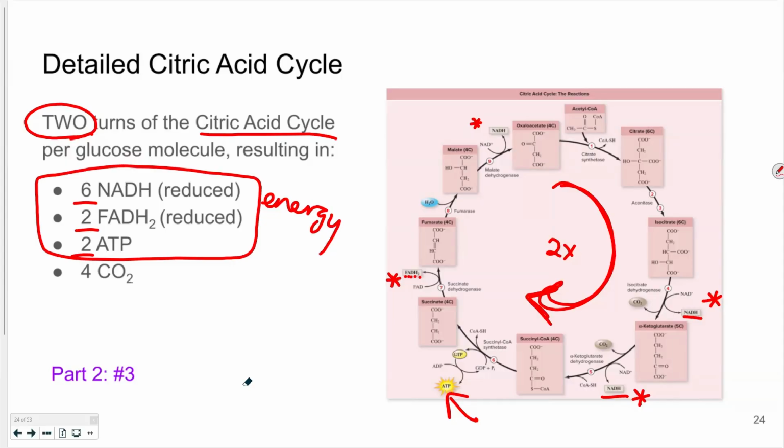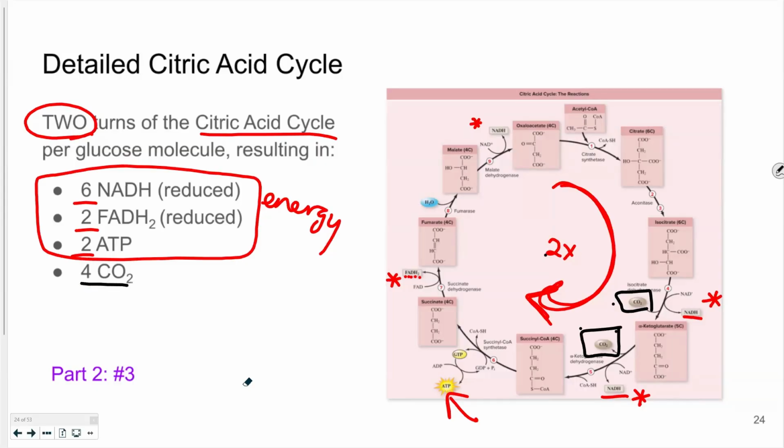Let's talk about the other parts of our equation that we see. We see a carbon dioxide as a waste product. Carbon dioxide as a waste product. We're going to do this twice. So that's 1, 2. Second round, 3, 4. Gives us 4 carbon dioxides.